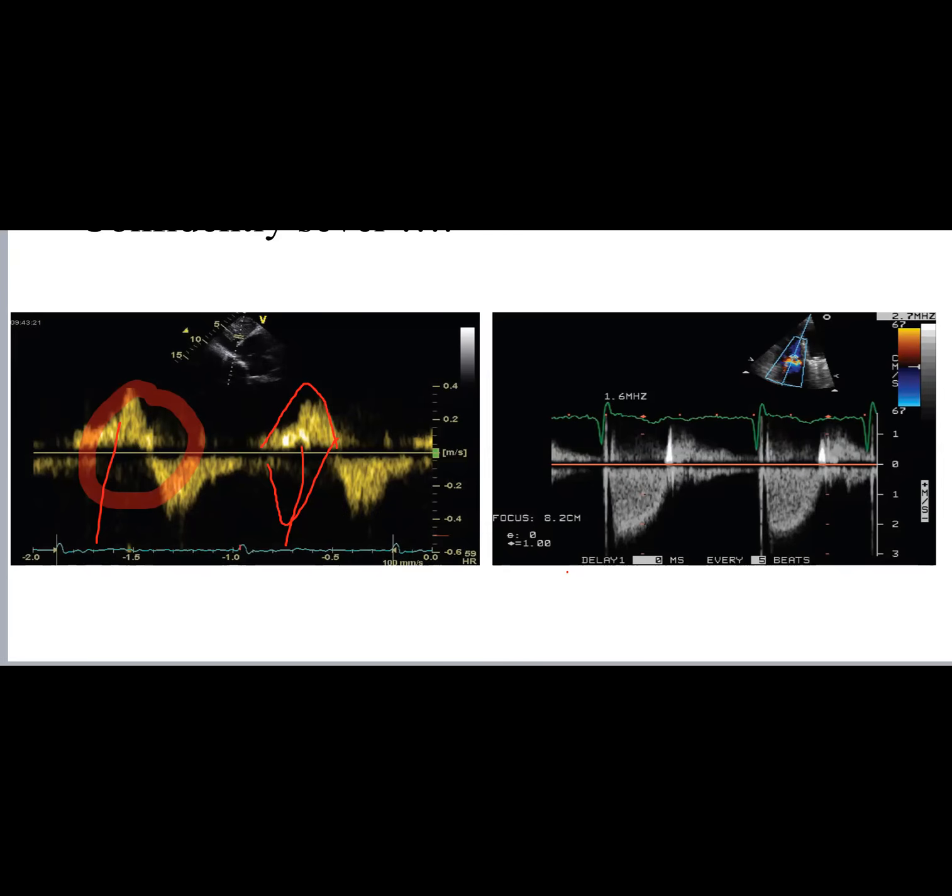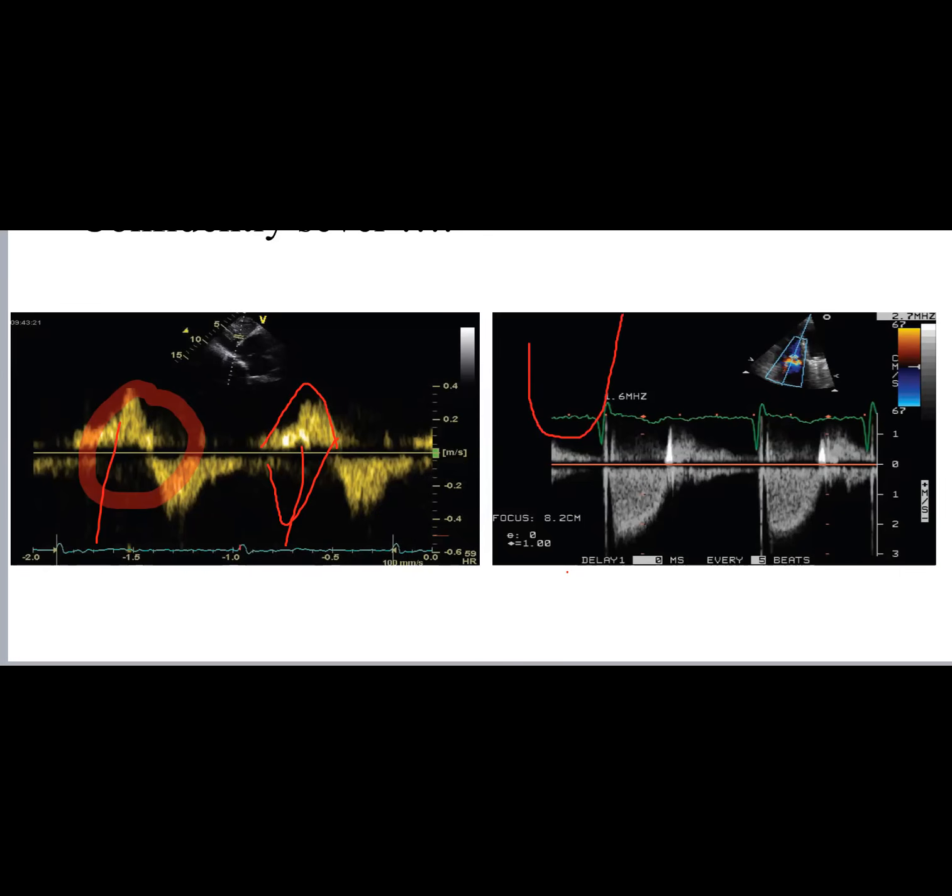Okay. Now the one on the right is the TR signal. And again, the way it looks suggests severe. Tell me how. Early peaking. Can you elaborate further? Triangular in shape. Okay, great.